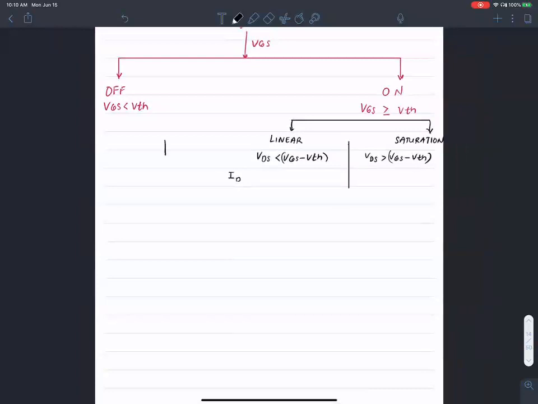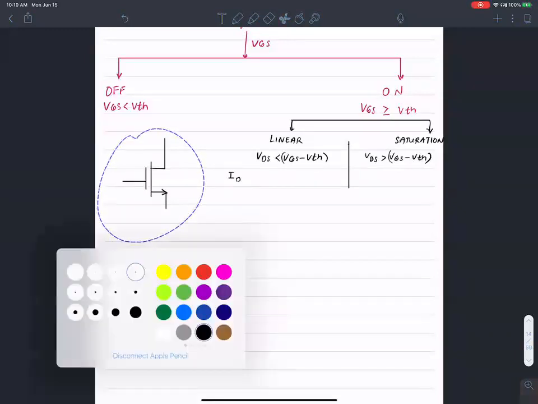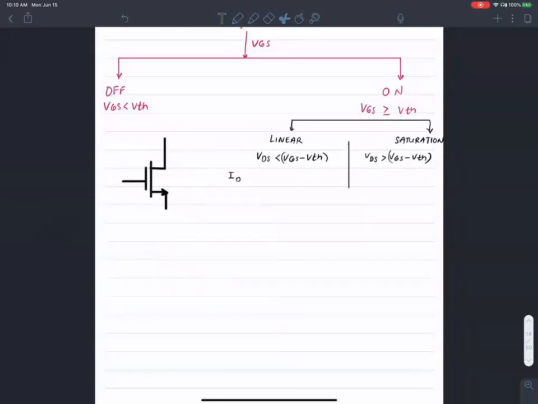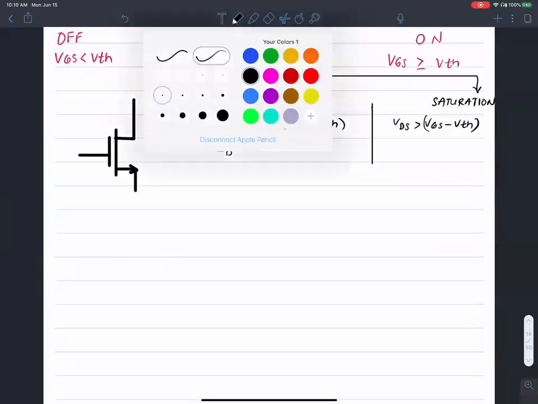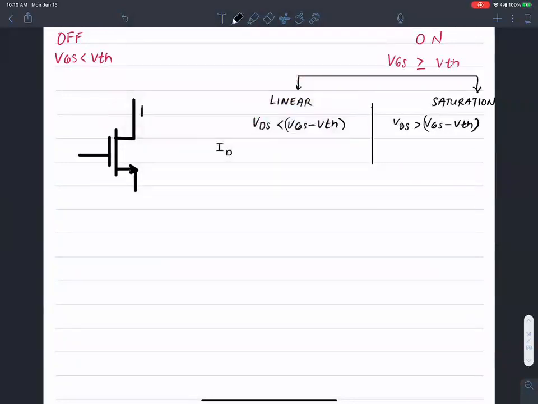Let me draw the N-channel MOSFET transistor over here. This is the n-channel MOSFET, right? So let me make this a bit thick, that's better. Okay, so here is my drain. Here is the gate. Here is the source.